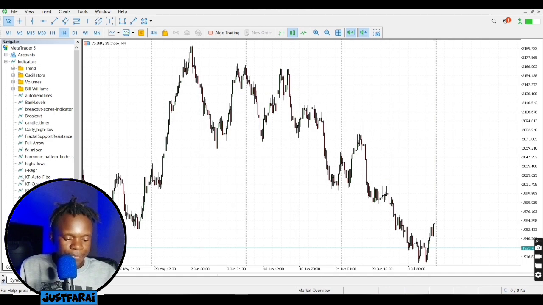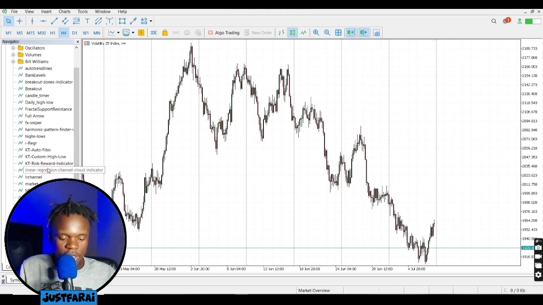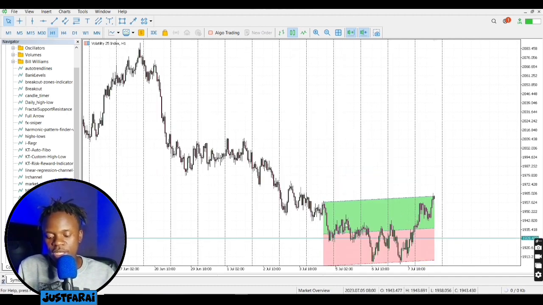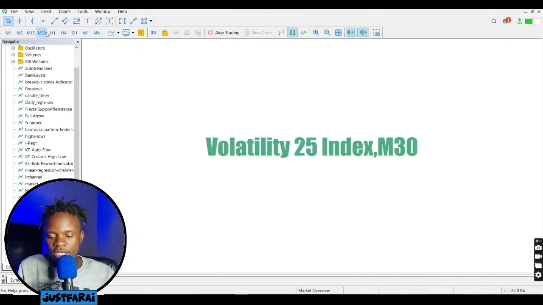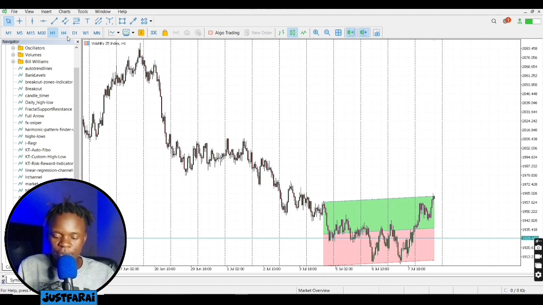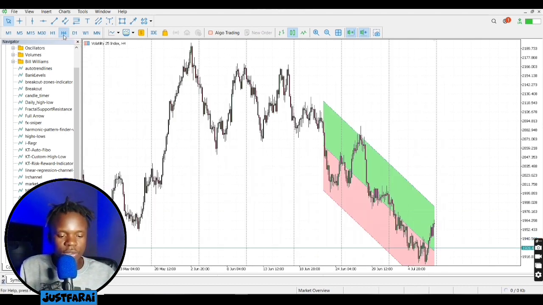Then the other indicator that I use from this point is called the linear regression channel cloud. This one also creates a channel, regardless of the time frame that you're using. Let me move to my H1 here. You see that M30, it will take a lot of time. So it is loaded, and you can see that this indicator plots these channels.